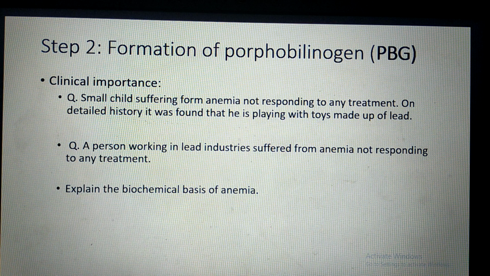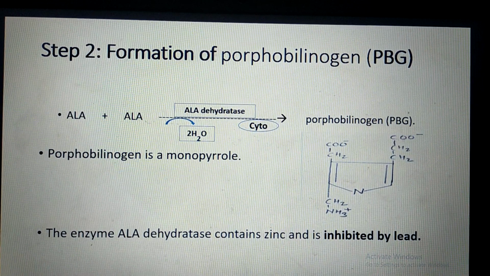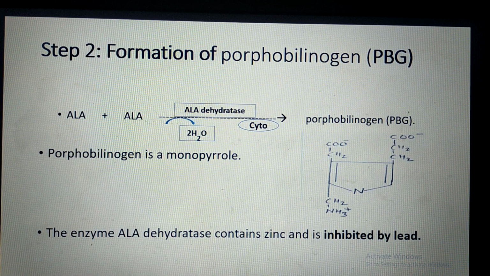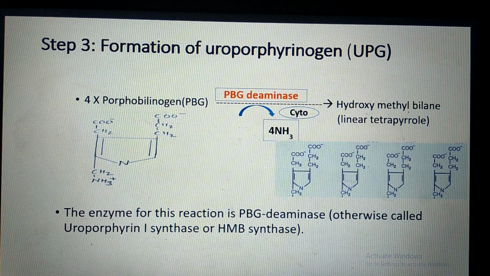This lead inhibits the enzyme ALA dehydratase. This step is inhibited by lead, and hence the second step does not occur and heme synthesis stops. Now the third step: in this step 4 molecules of porphobilinogen combine to form a linear tetrapyrrole structure. Linear means they are arranged one by one from side to side to form a structure called hydroxymethylbilane.